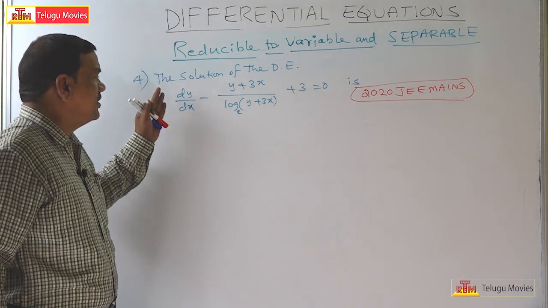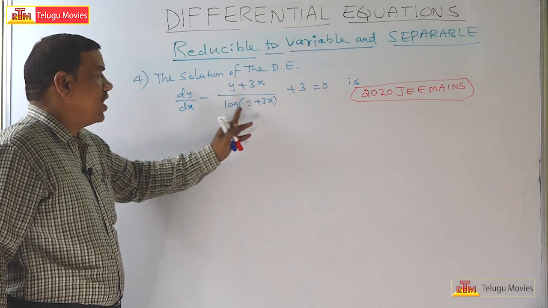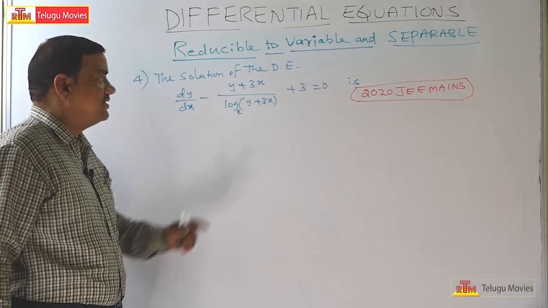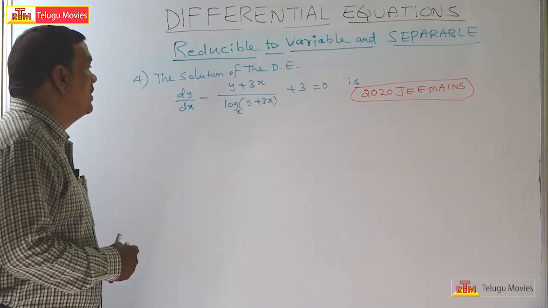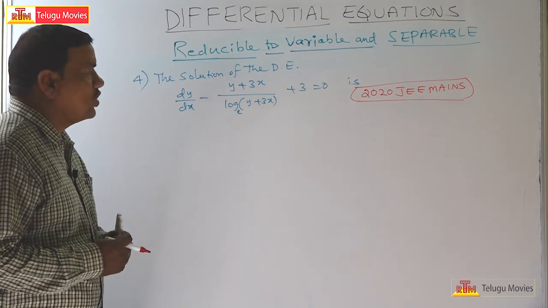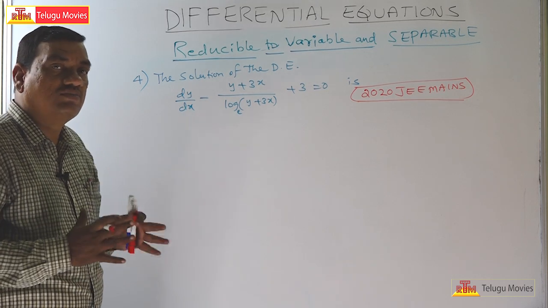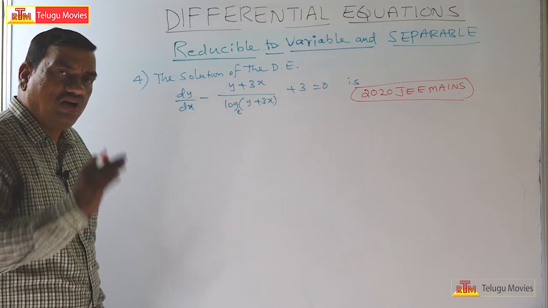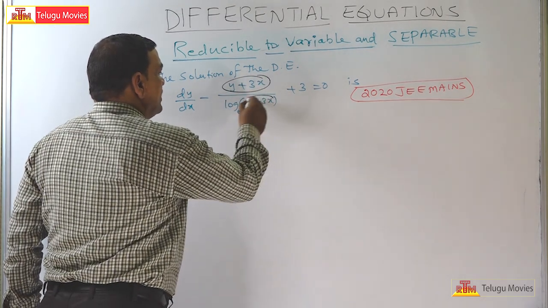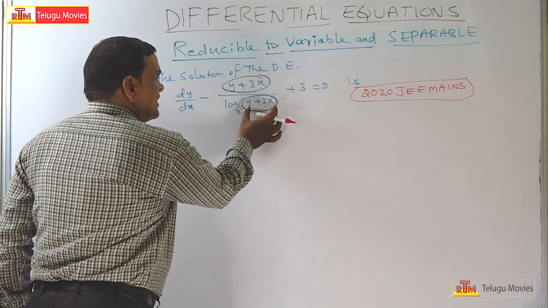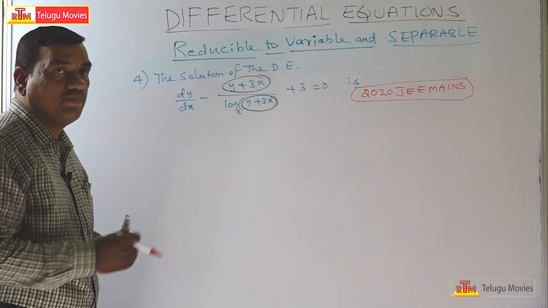See here, the question is dy/dx minus (y plus 3x) by log of (y plus 3x) to the base e, plus 3 is equal to 0. How to do this problem? See, the solution of the differential equation. Are there any common terms that you are observing? Definitely, y plus 3x is there, and in the denominator also y plus 3x is there, of course log of y plus 3x.